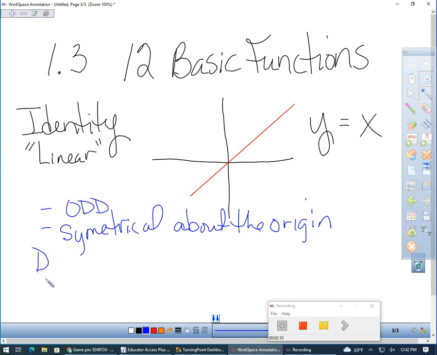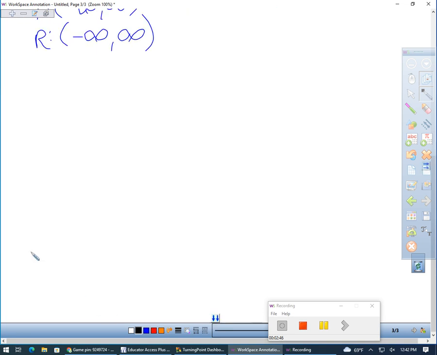The domain for a linear function is always negative infinity to positive infinity. And the range for an identity or linear function is always negative infinity to positive infinity. All right, so that means that on that graph, every real number exists. Okay? That's number one.